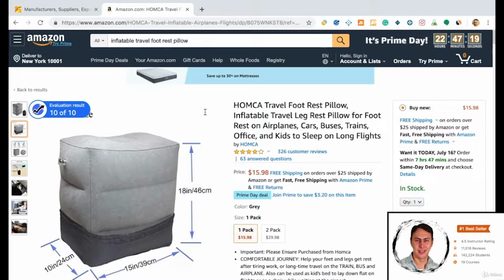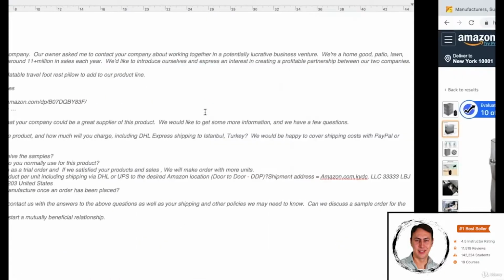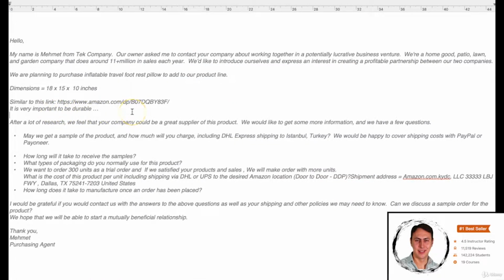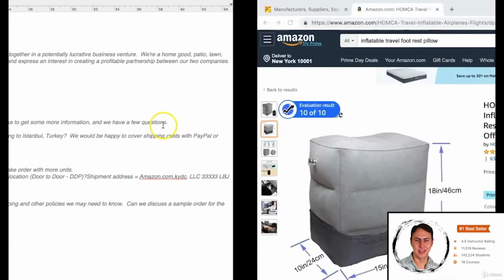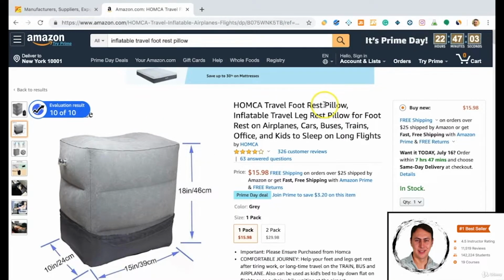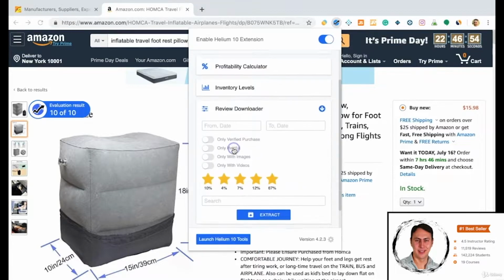Now, we are having a look at comment analyzing our product. As I remember, this product had a problem with losing air. We need to focus on this problem. I am opening Review Downloader and especially ask for negative comments, which means show reviews with 1, 2, or 3 stars out of 5.